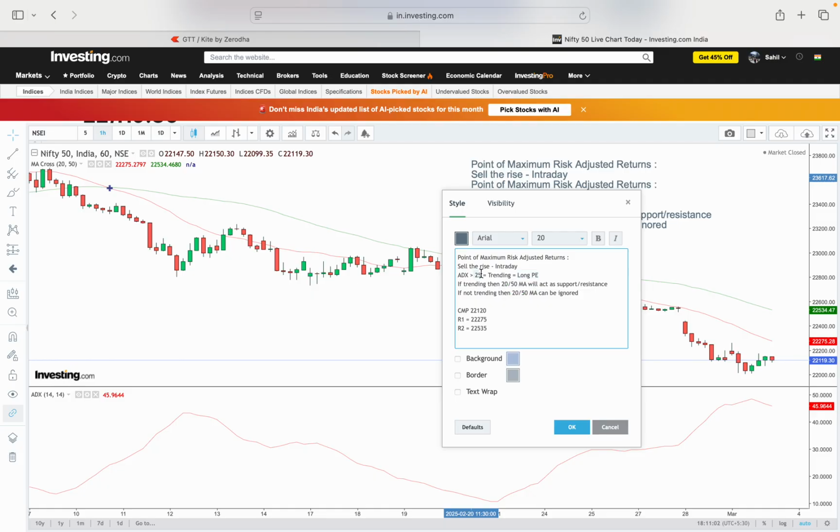Why? Because we have identified that it is trending. But the question is, buying which put? So my answer has always been: buy the option that is equal to your SL.